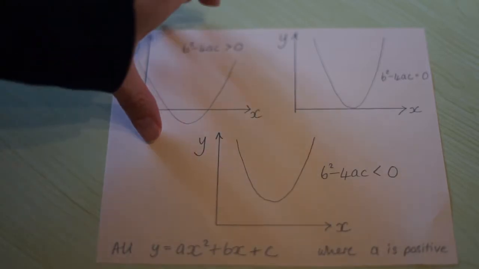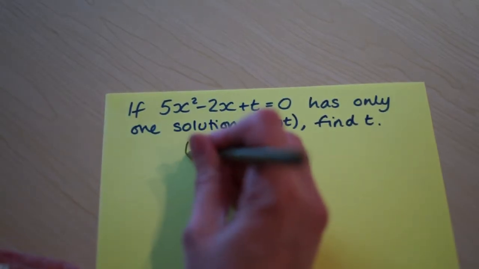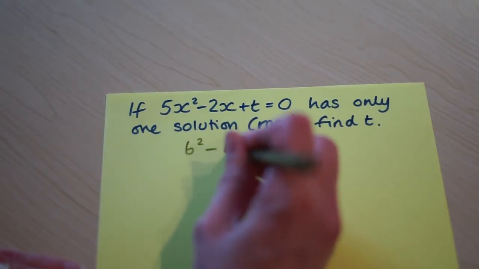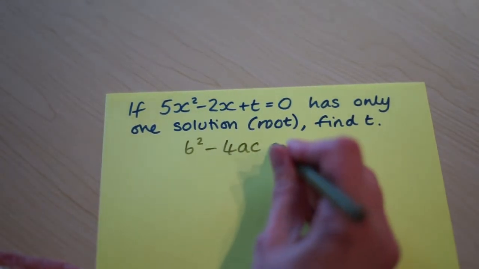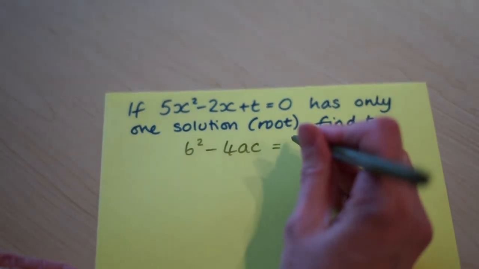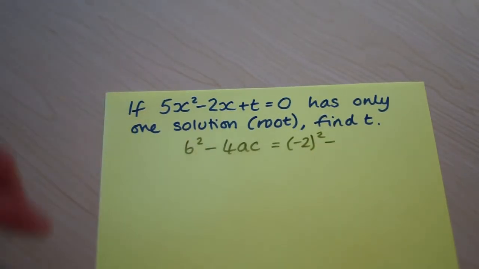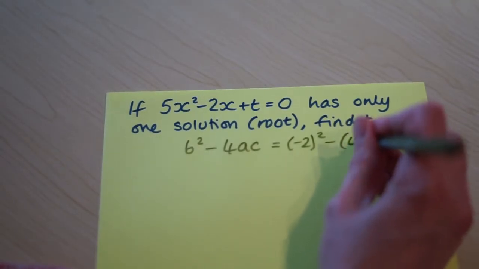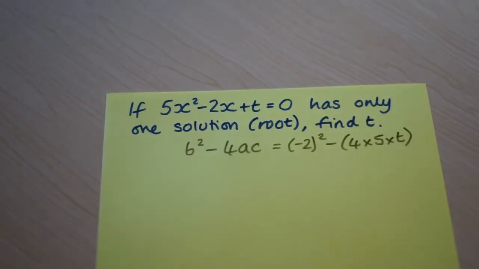Okay, so let's find the discriminant in our question. So the discriminant is b squared minus 4ac, and we can see that b is minus 2 and a is 5, so we've got 4 times 5 and c is t. So we found the discriminant there.